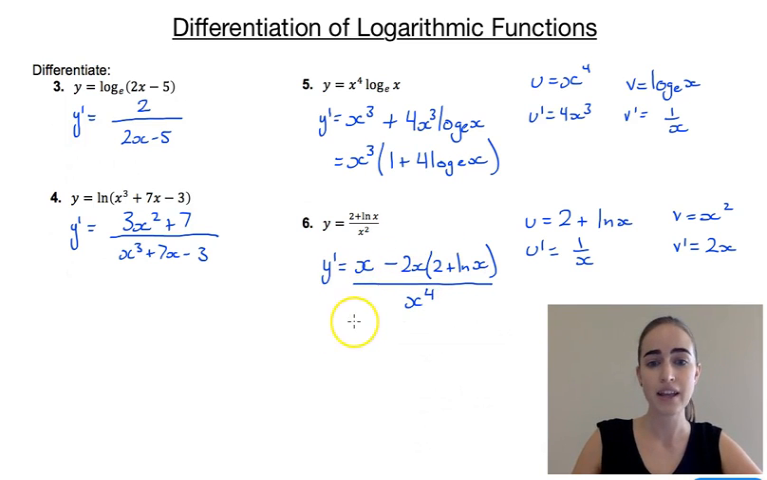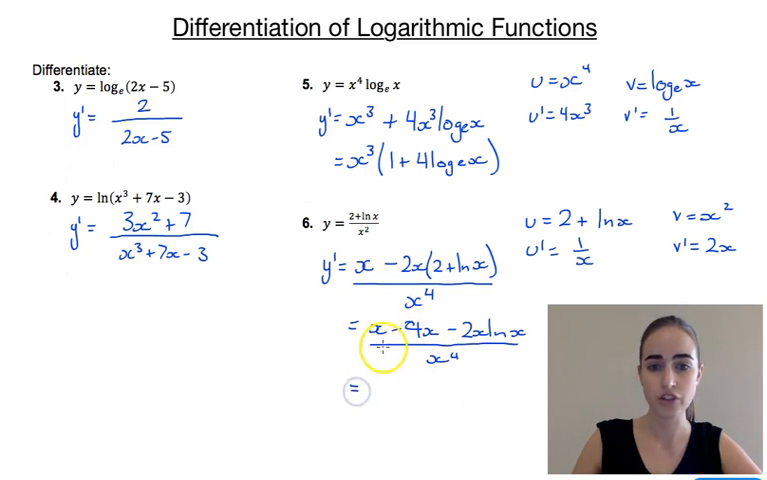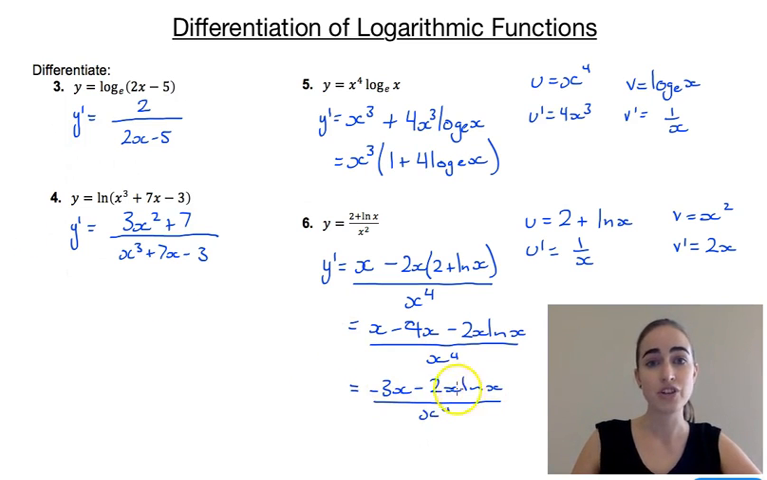Now if we go through and expand out that numerator, we'd have x minus 4x minus 2x ln x all over x to the power of 4. If we collect those two front terms together, we'd have minus 3x minus 2x ln x over x to the power of 4. And because there's an x in every term, we can go through and cancel that out. So we can divide everything through by x, and we would end up with our final answer being minus 3 minus 2 ln x all over x cubed.